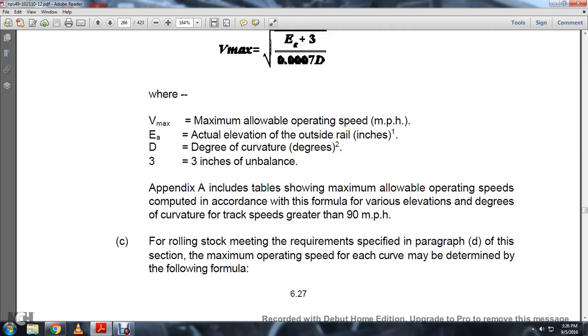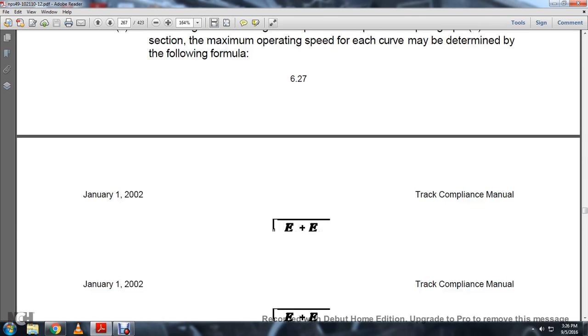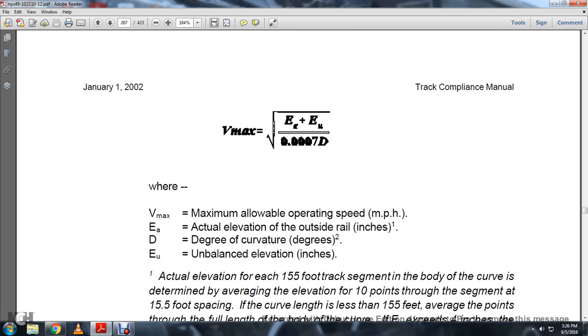C. For rolling stock meeting the requirements specified in paragraph D of this section, the maximum operating speed for the curve is determined by the following formula. The maximum allowable operating speed is the square root of the actual elevation of the outside rail in inches plus the actual unbalanced elevation in inches, divided by 7/10,000ths of an inch times the degree of curvature.